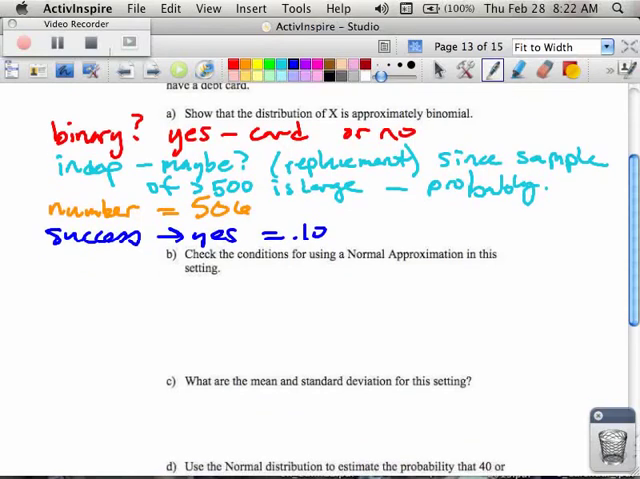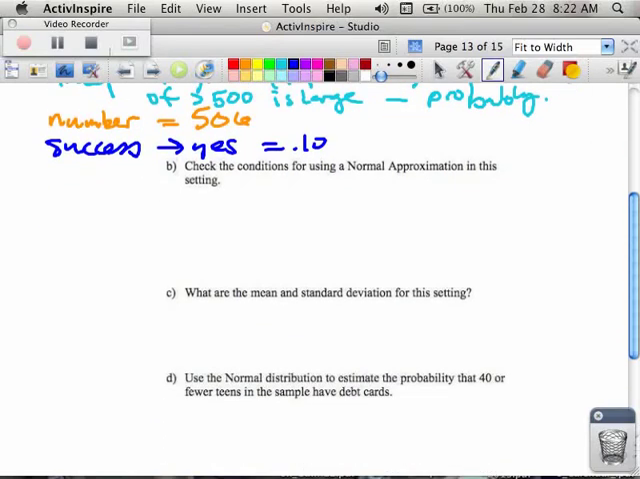This is the thing I was talking about on the previous slide about the np and the sample size. So first thing is, when we're checking these, n times p, is this greater than or equal to 10? How do we check? Oh, okay, 506 was the number. The probability was 0.10 for my success. This is equal to 50.6. So yep, that worked. That was good.